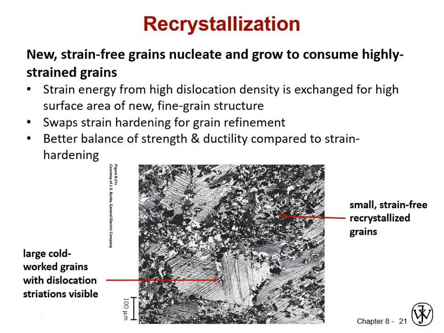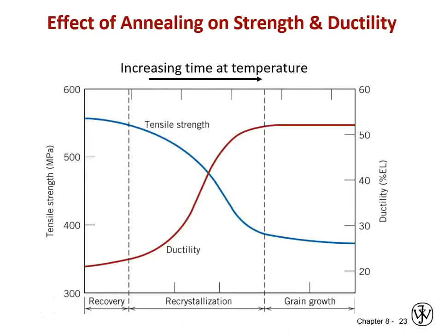So generally, in terms of mechanical properties, depending on what we need for service, and/or if we're going to continue processing and we need to do another forming step, we will want to stop our strain energy to surface energy swap somewhere in the recovery or recrystallization arena. We do not want to go into grain growth.